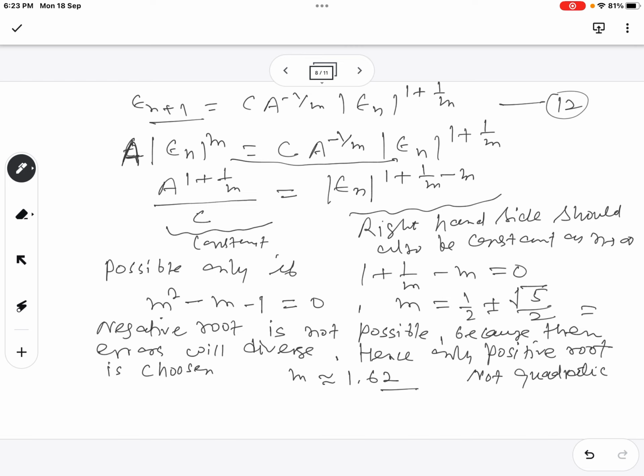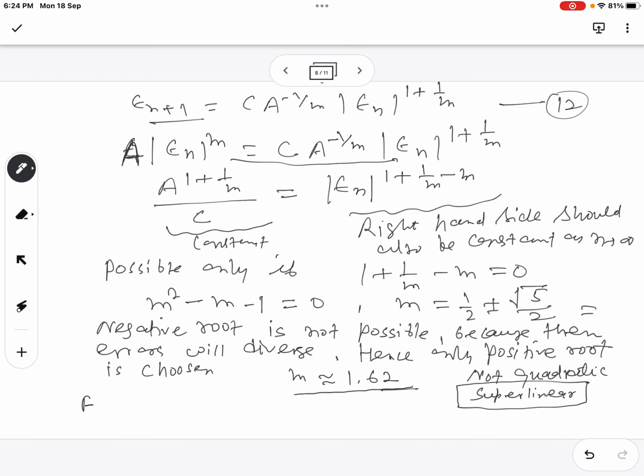So we see that the convergence is not quadratic, but it is superlinear. That is, the convergence order is greater than 1 but not equal to 2, and this is known as superlinear convergence. So the convergence is superlinear.